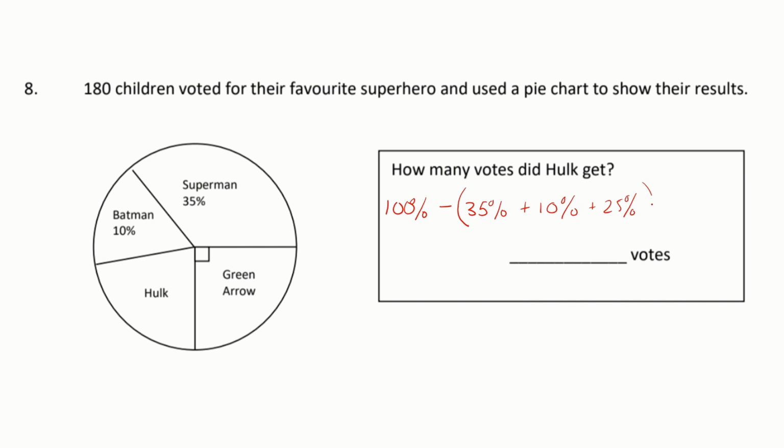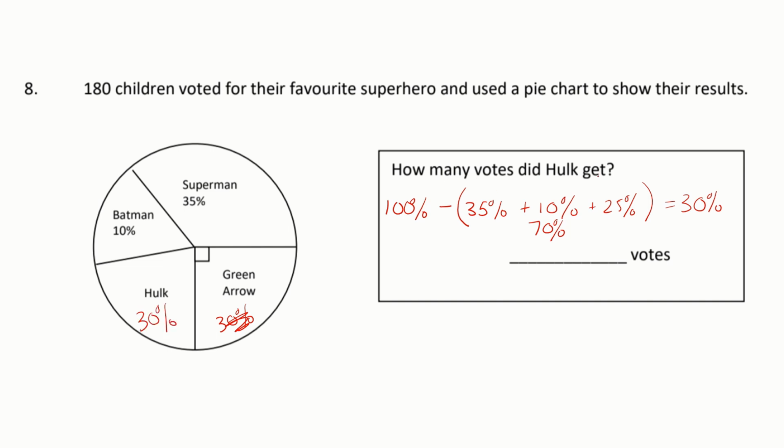What am I going to do now? I'm going to add them all together. So 35%, 10%, and 25% is 70%. 100% minus 70% is 30%. Who does that 30% belong to? It must be Green Arrow, 30%. Oops, not Green Arrow. It should be Hulk, 30% there.